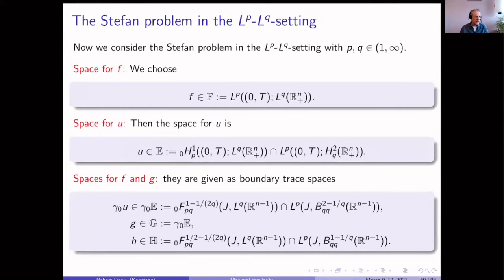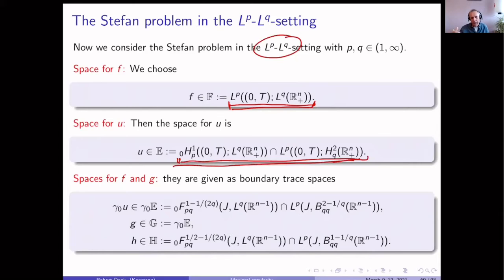This was an LP setting. What happens if we consider this in an LP-LQ setting? So now I consider the LP-LQ setting. P and Q may be different now, everything in the reflexive range. So this is again my choice. So I want to have maximal regularity with the right-hand side in LP in time and LQ in space. And then, of course, we make the same steps again. And then, of course, the space for the solution U is again canonical. It's this typical parabolic solution space, now with P in time and Q in space.